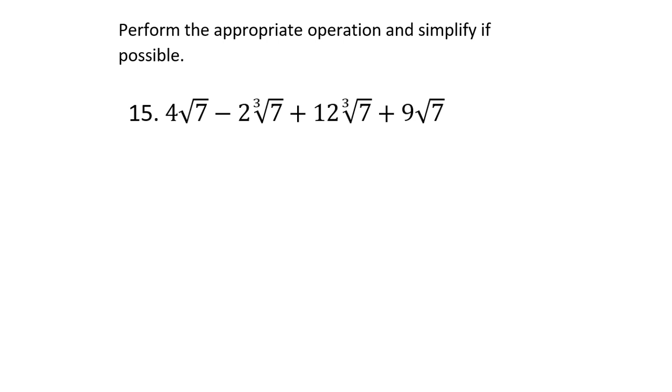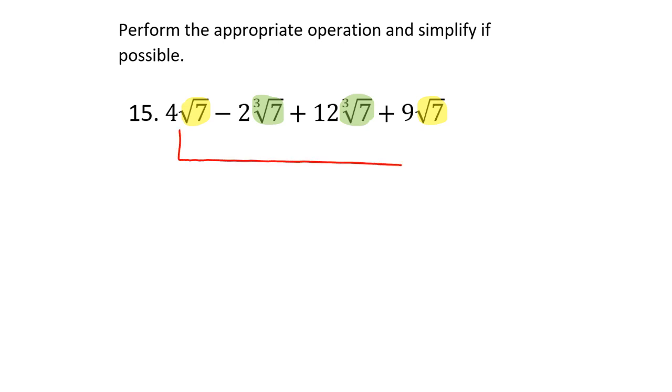All right, perform the appropriate operation and simplify if possible. So this time we see that we have square root 7s and cube root 7s. A square root and a cube root are two different things. They're different values, so they cannot be combined. So we have to go with matching radicals. So the square root ones will get combined and the cube root ones will get combined.